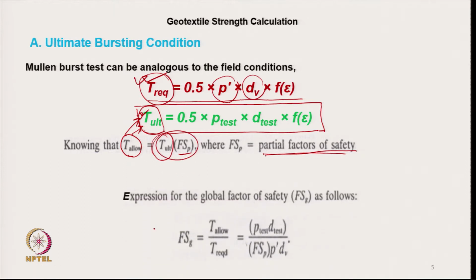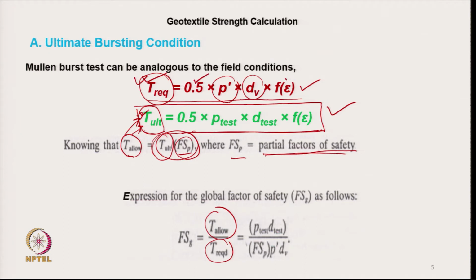and the expression for the global factor of safety is T allowed by T required. This is the global factor of safety, and from these two equations what we get, T allowed equal to T ultimate by FSP, that is partial factor of safety, divided by this.